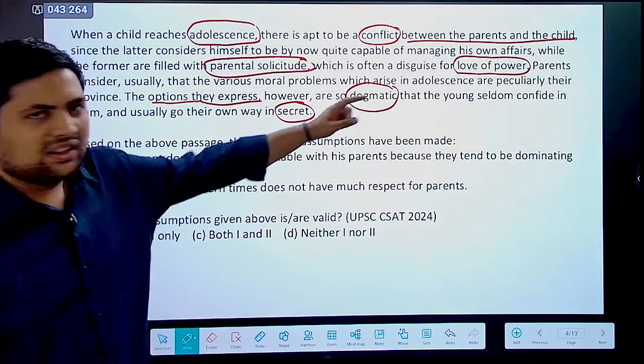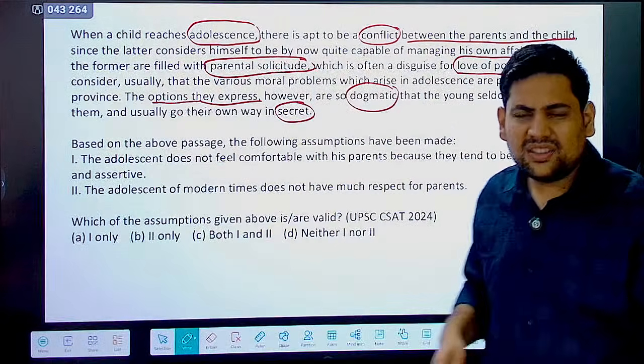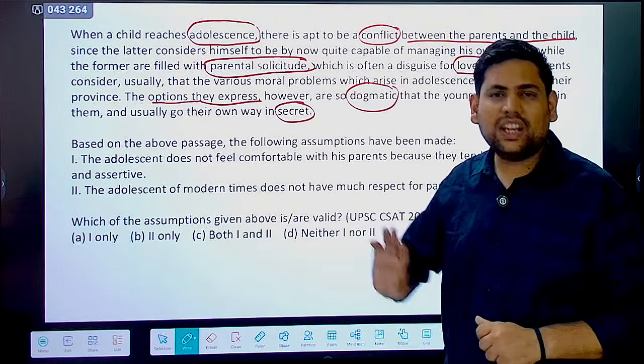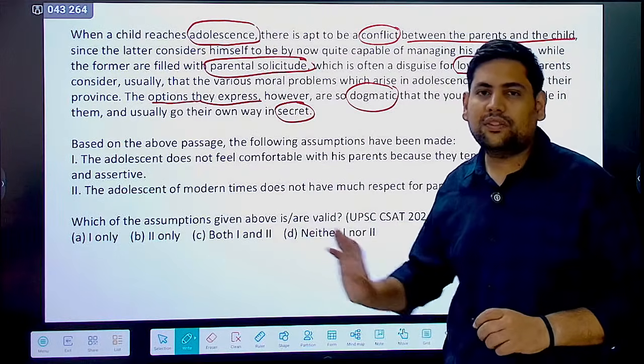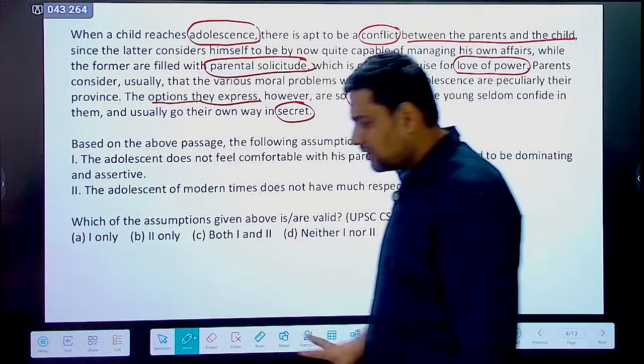So that's why the young people are rarely able to confide in them, and they will just take a secret path. They won't say anything to the parent, but they will take a different path, or they will take agency of their own lives. Correct? Now, you understood the passage.